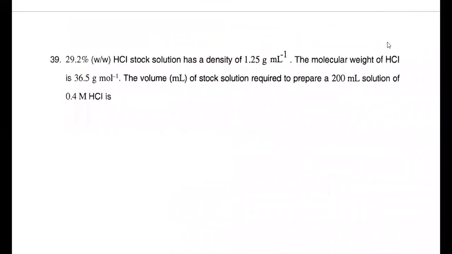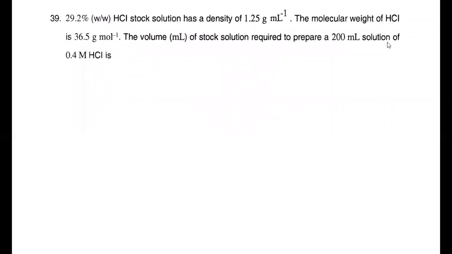Then question number 39. In question number 39, it's given 29.2% weight by weight HCl stock solution has density 1.25 gram per ml. The molecular weight of HCl is 36.5 gram per mole. What volume in milliliter of the stock solution is required to prepare 200 ml of the solution of 0.4 m HCl? So you know that by addition of water, moles of solute won't change. So the number of moles of solute, you just fix them.